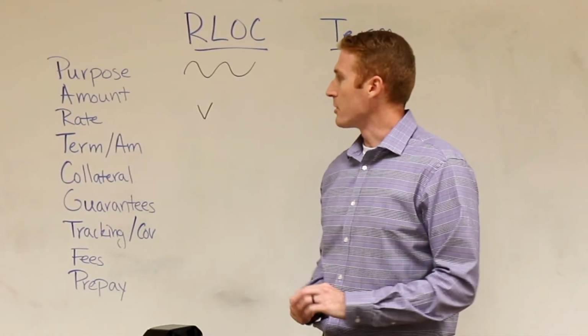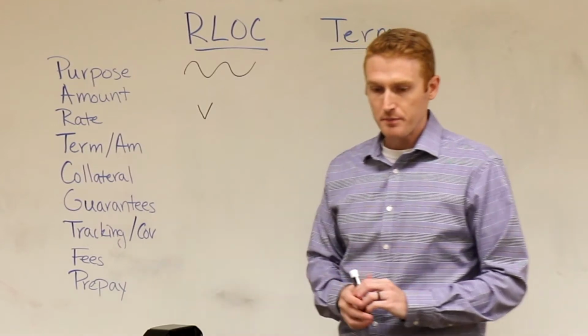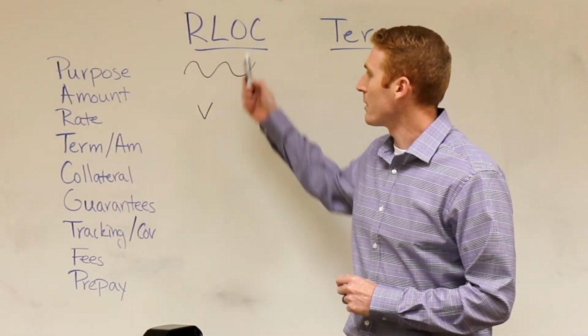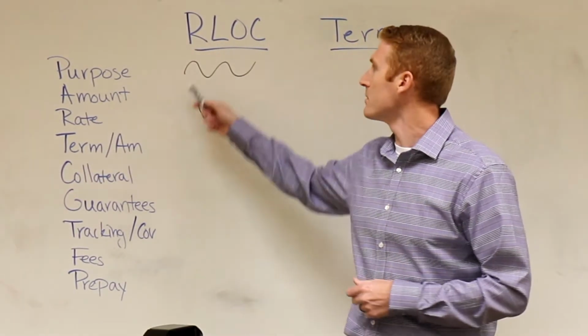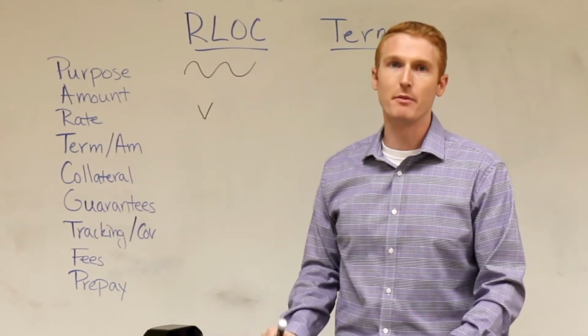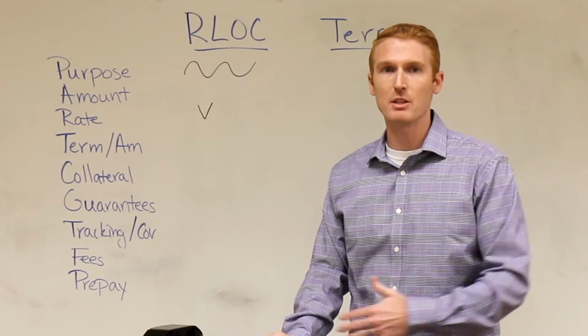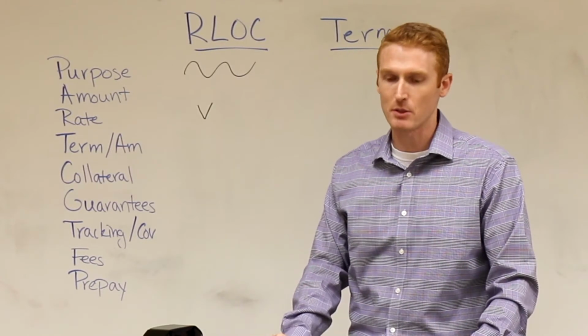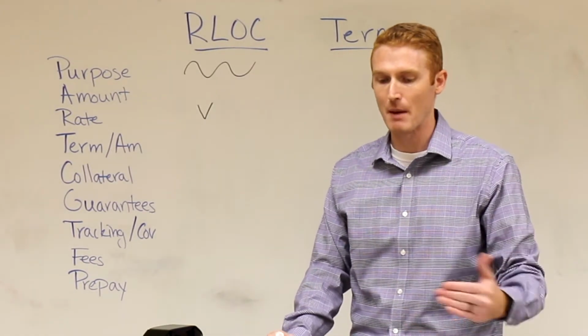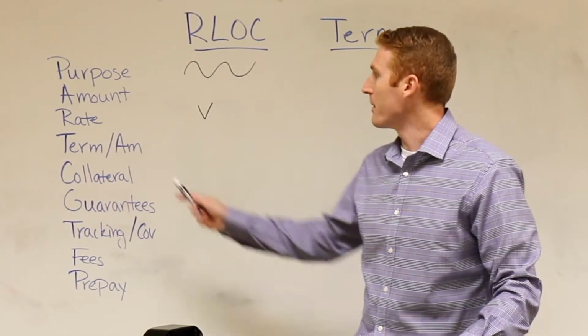Next, we get into the term and the amortization. So typically for a revolving line of credit, there's not going to be an amortization, right? There's a cyclical nature. There's a pay up and pay down of the line of credit balance based off of when those cash inflows and outflows happen for the company. So we're not going to make them pay that amortization back, but there is going to be a term.